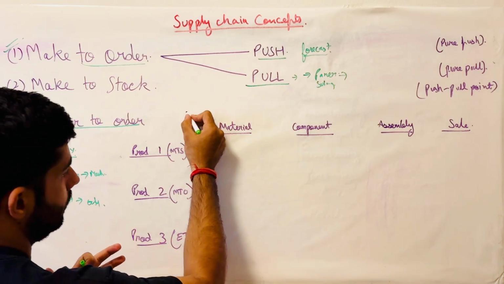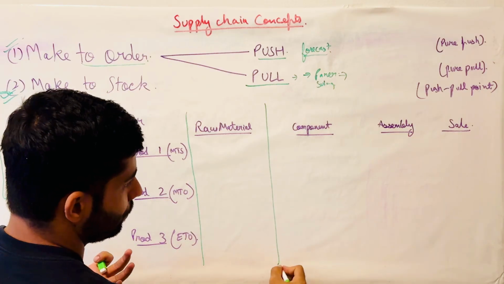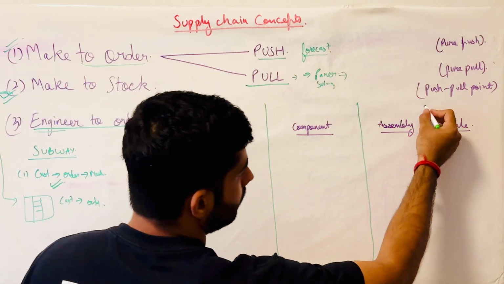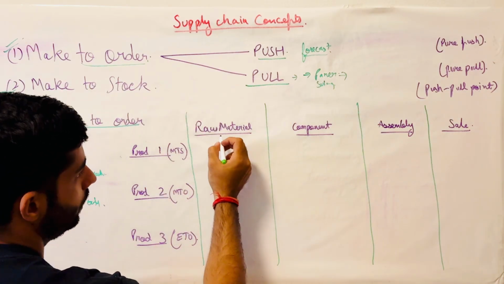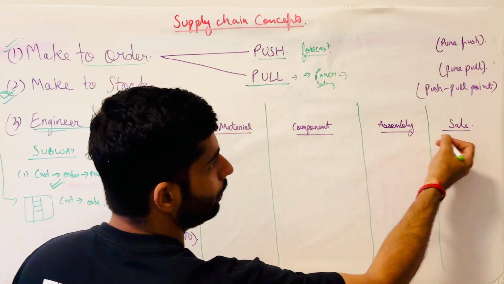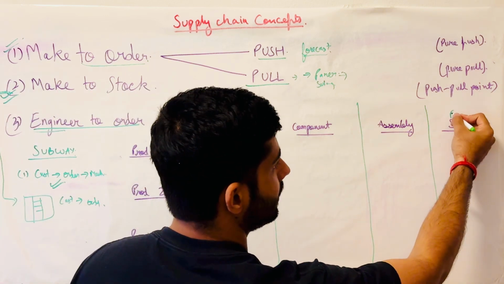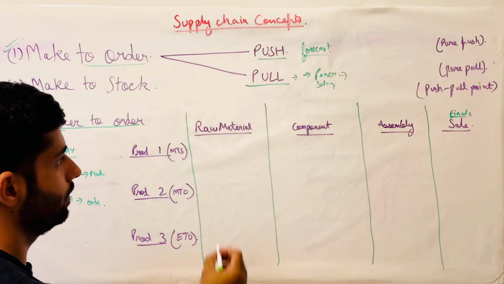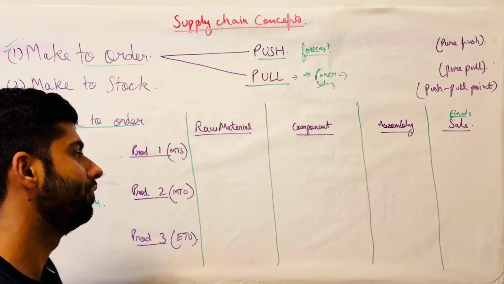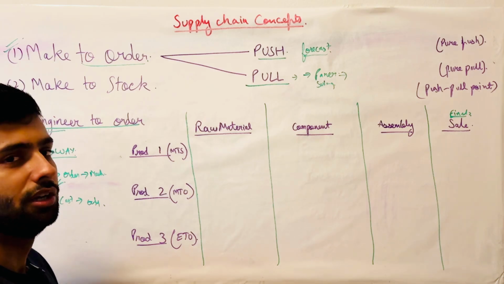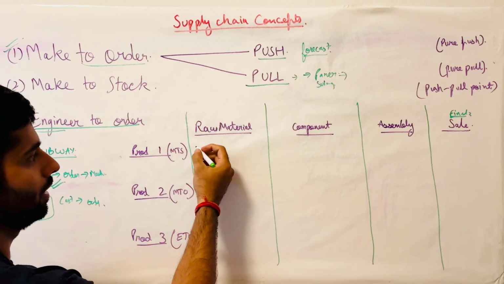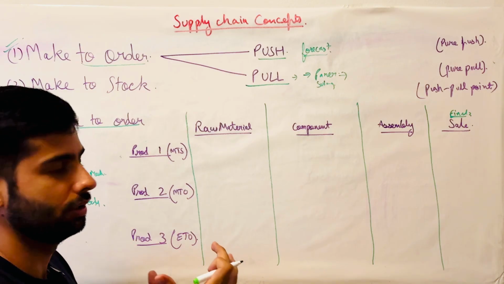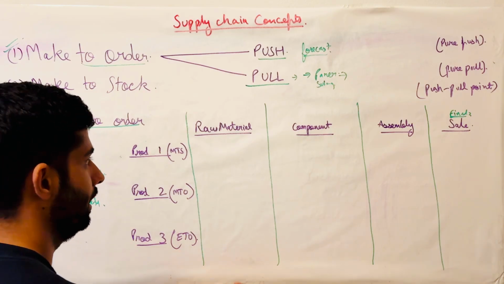Now this entire operation or supply chain in this case is, let's say, divided into four parts, which are called raw material, component, assembly, and sale. Sale is the final sale. We can call it final sale here. So raw material, when Subway is ordering the raw material, of course they're not going to wait for someone to place an order and then start getting the flour or the sauces that they have, right?